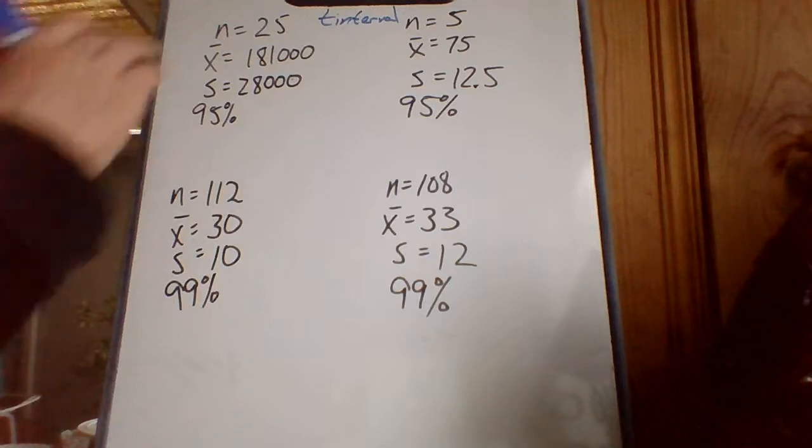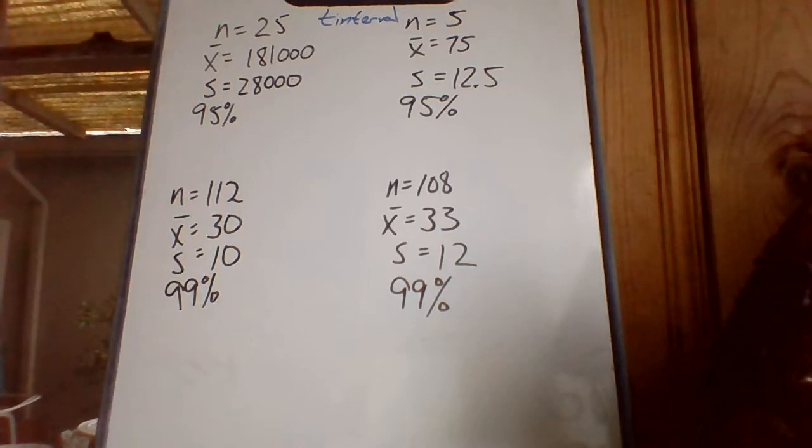Okay, X bar. There it is right there, 181,000. S X, okay, 28,000. N is 25. And C level is 0.95. Make sure to use it as a decimal. And calculate. Okay, and you think, oh my God, I just killed my calculator. It's not doing anything. It has to think about these ones for a long time, but eventually it does.